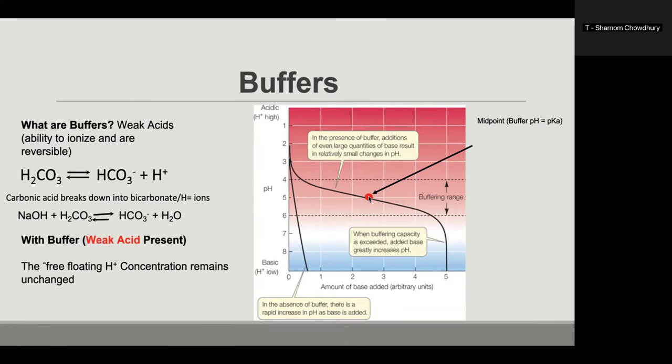So here is what's known as the midpoint, where the buffer pH is equivalent to the pKa. It's the point where half of your weak acid is titrated with half of the weak base. Typically, any buffer range is about +1 and -1 pH units above or below the pKa. As you see here, the pKa is 5. So +1 is 6, -1 is 4. So the buffer range is typically +1, -1. And then pH is equal to the negative log of your hydrogen ion concentration.